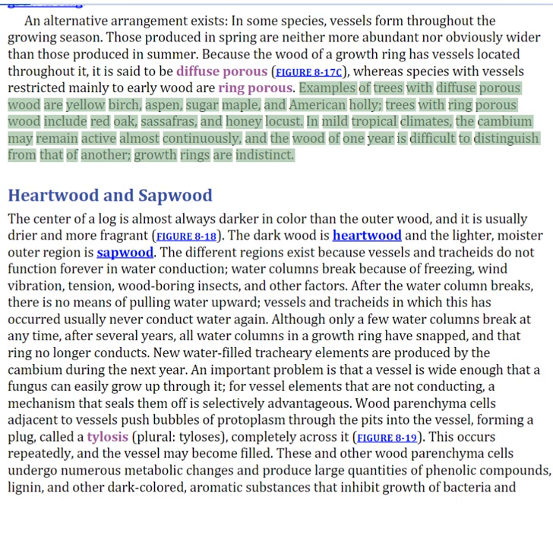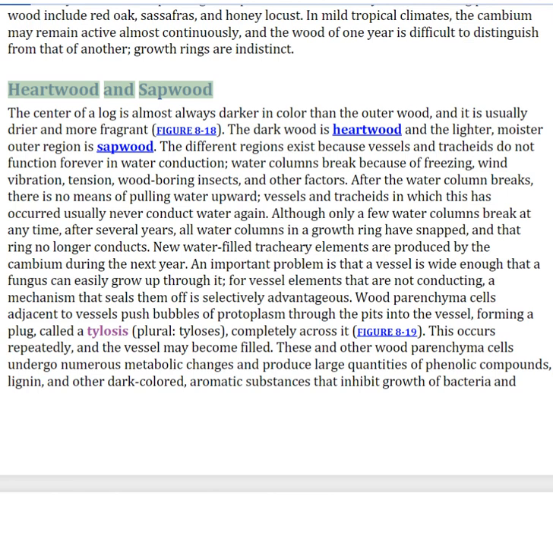Examples of trees with diffuse porous wood are yellow birch, aspen, sugar maple, and American holly. Trees with ring porous wood would include red oak, sassafras, and honey locust. In mild tropical climates, the cambium may remain active almost continuously, and the wood of one year is difficult to distinguish from that of another. Growth rings are indistinct.